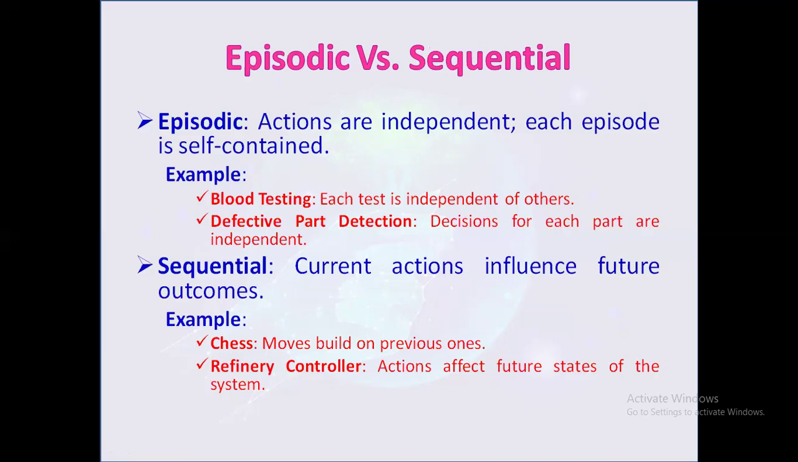is self-contained. The agent's current action does not affect future actions, meaning the problem can be broken down into separate, isolated episodes. This simplifies decision making because the agent does not need to consider past states when making a decision. Example, if you take blood testing, each blood test is independent of the others, meaning the decision making process for each test does not rely on the previous test. Each and every time, the decision will be different. The results of one test do not influence the next.